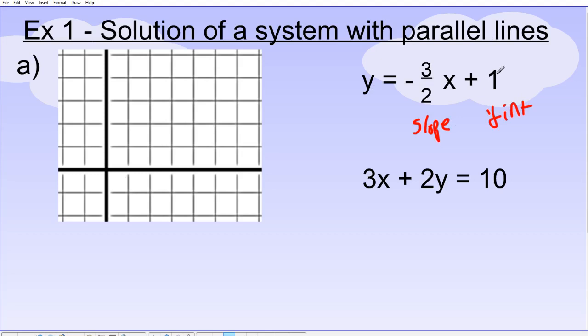So this line has a y-intercept of 1 and a slope of negative 3/2. So I'm going to go down 3/2. Down 3/2. I can't do it anymore. Up 3/2, the wrong way. Wait a second. That's not a straight line. I think I messed him up.